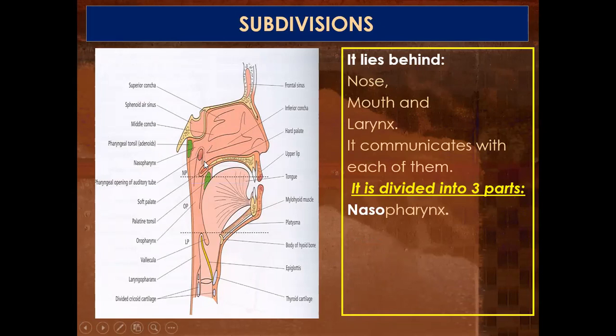Behind the nasal cavity, this is called the nasopharynx. NP means nasopharynx. Behind the oral cavity, this is called the oropharynx. Behind the larynx, there's the larynx here, behind that this is called the laryngopharynx. So there are three parts of the subdivisions of the pharynx: nasopharynx, oropharynx, and the laryngopharynx.